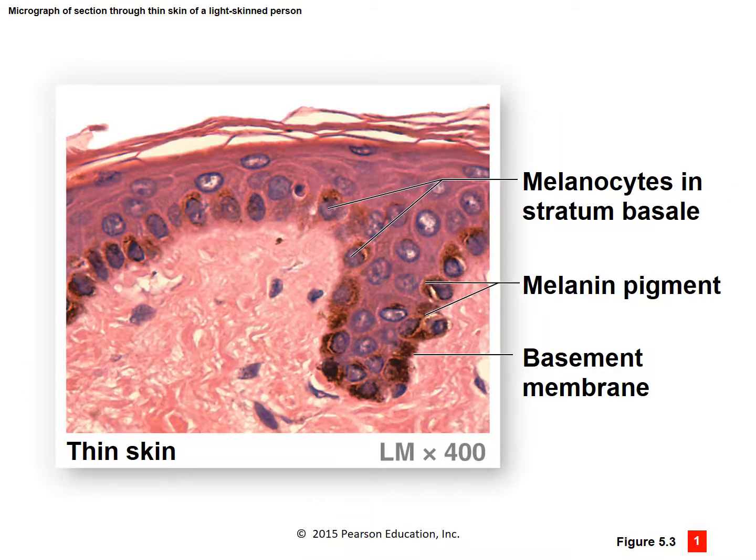Here we can see the melanocytes in a histological slide in the stratum basale, as well as the melanin pigment that it's producing as it darkens some of the skin cells near the basement membrane.